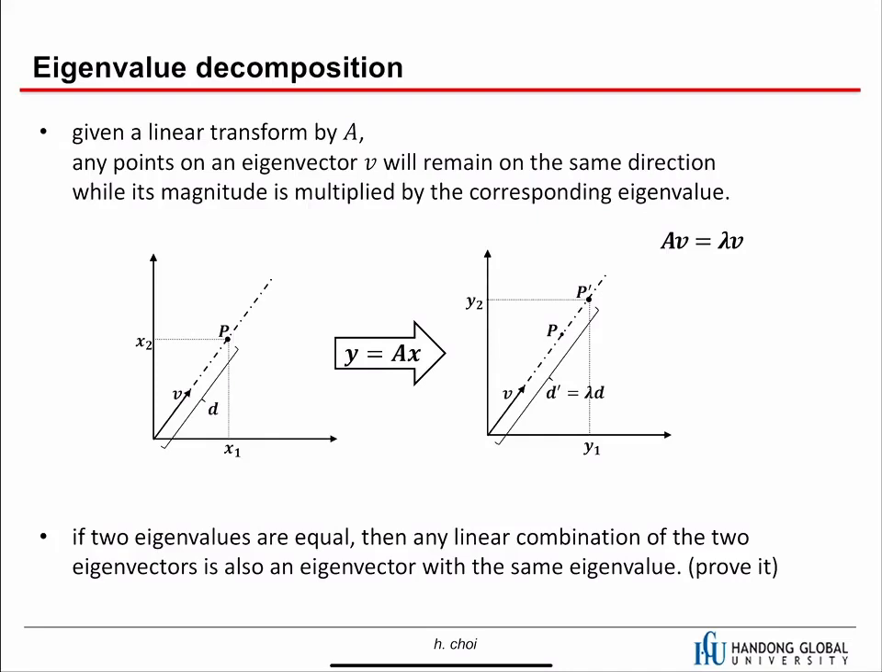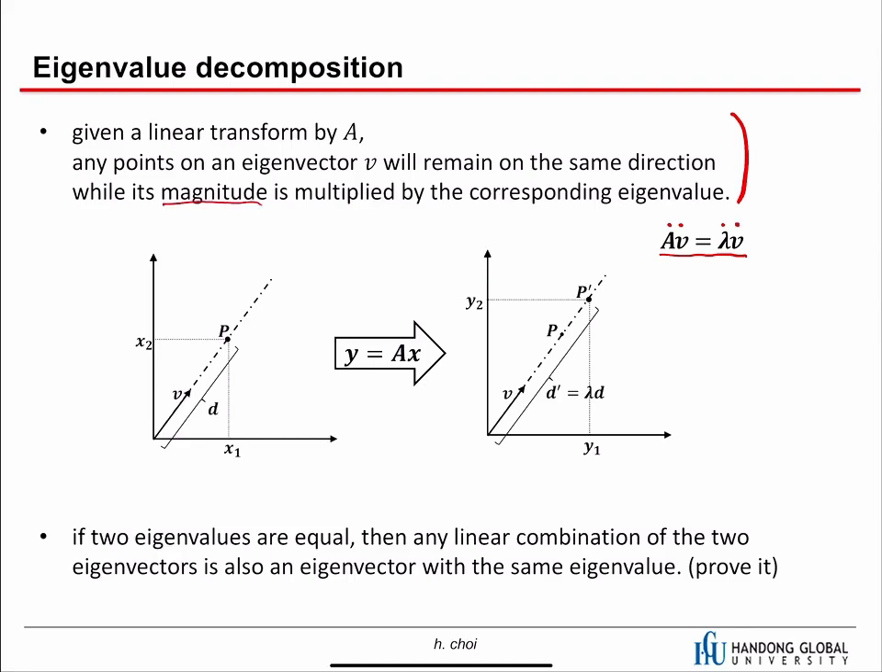The next thing is eigenvalue decomposition. Given a linear transform by a matrix A, any points on an eigenvector V will remain on the same direction, while its magnitude is multiplied by a corresponding eigenvalue. These statements can be summarized by a simple equation: A times V is lambda times V. So A is a matrix, V is a vector, and lambda is a scalar corresponding to the magnitude.